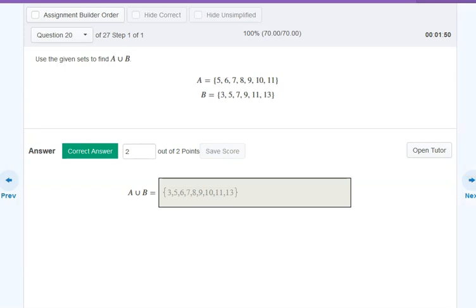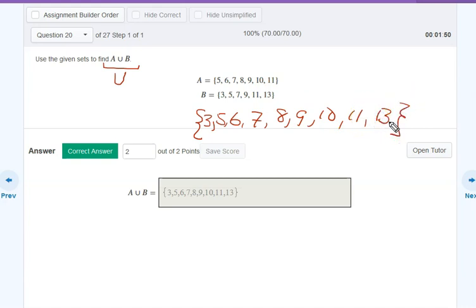Okay, so we're dealing with sets now. And we're looking for strategy, and then what are they asking us? Well, this symbol is union. So now we're going to list all of these elements, but not repeating any. So you need to put a brace in there, and then start your collection of elements here. So the lowest, and put them in order too. So there's 3, 5, 6, 7, 8, 9, 10, 11, and 13. And as I mentioned, don't put a comma by that last one.